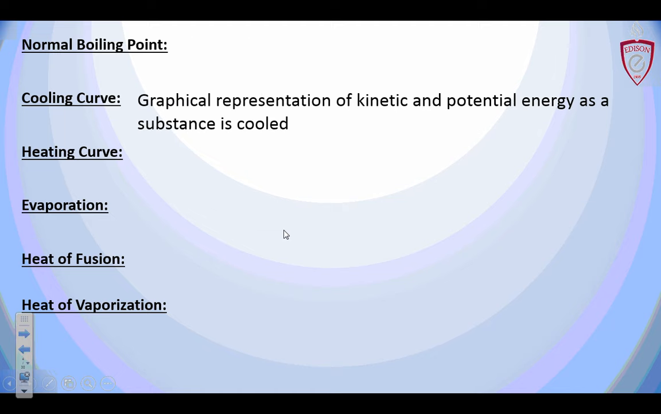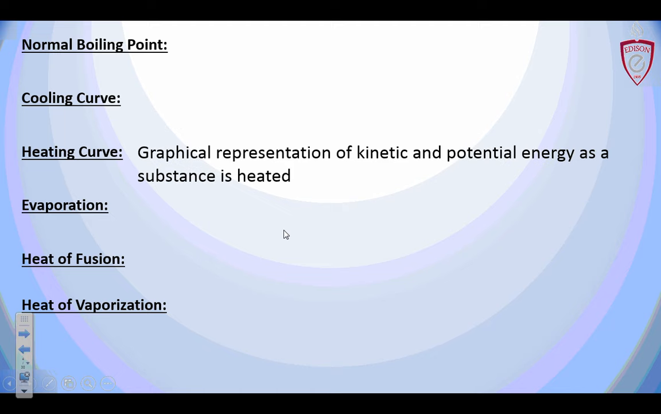Cooling curves and heating curves are graphical representations of kinetic and potential energy as a substance is cooled or heated. We like to track things with graphs. You're going to see and get to know these and what parts are important. A big major part of the unit is knowing those curves, special spots on them where potential and kinetic energy are changing. When we see the kinetic energy part changing, the temperature will be changing, because temperature is a measurement of the kinetic energy.